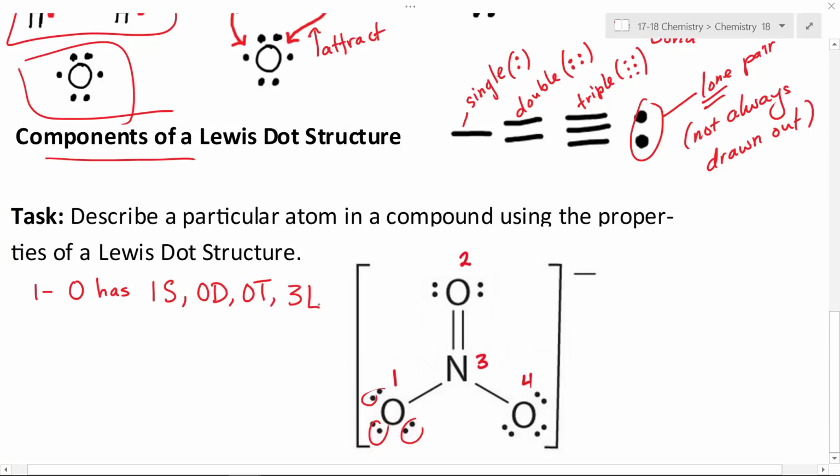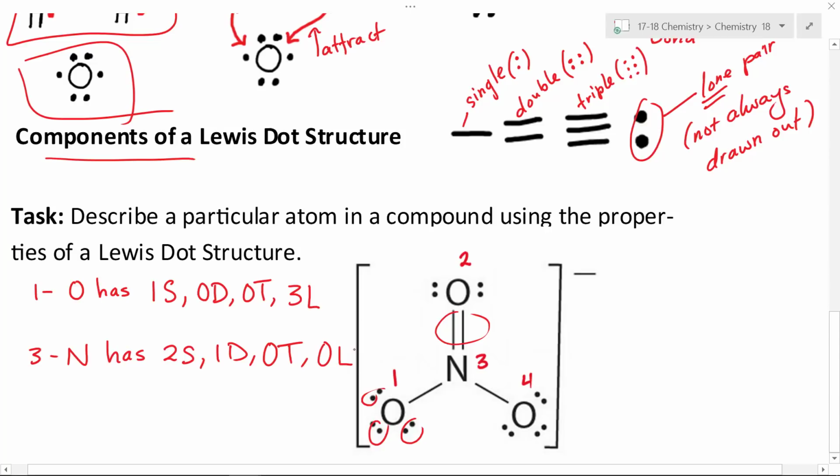Want to try another one? Let's try number 3. How about that? Let's look at the third atom. Well, in this case, the third atom is nitrogen. And nitrogen has 2 single bonds. It has 1 double bond right here. And how many lone pairs does it have? Does it have any triple bonds? No. 0 triple bonds and 0 lone pairs.